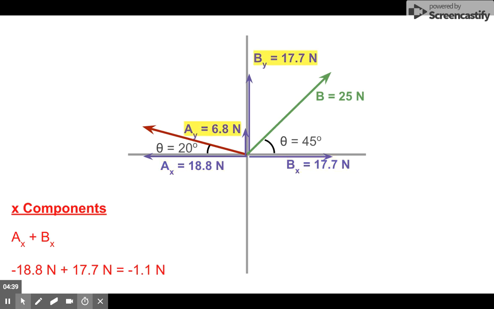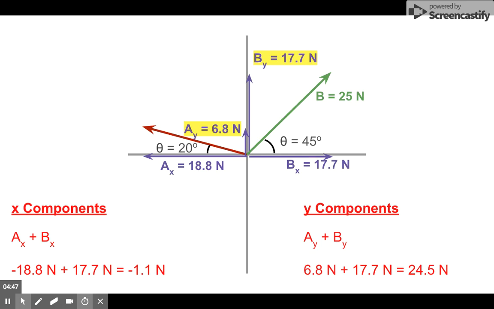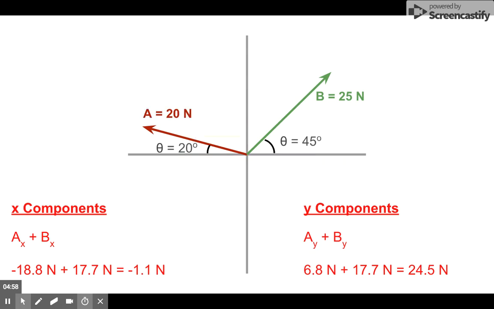I'm going to do the same for the y component. In this case, they're both pointing up, so I will use positive values for both of these. My y components give me the sum of 6.8 and 17.7, which is 24.5. That is my y component. And so we've now taken these two vectors, vector A and B, and combined them. Mathematically, we know that the sum of the two vectors is going to have a y component up 24.5 and an x component over to the left 1.1 newtons.